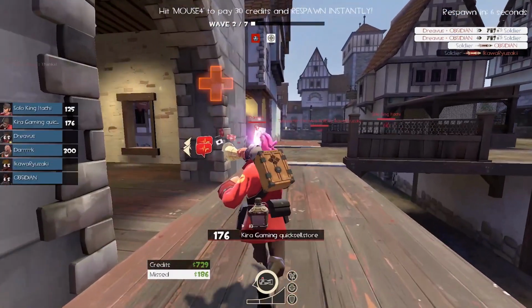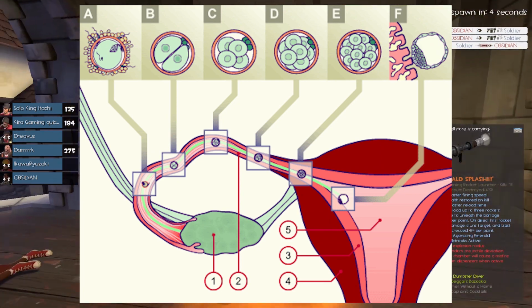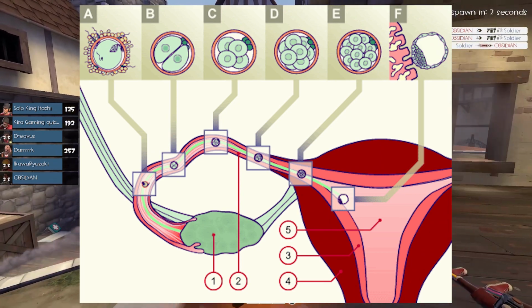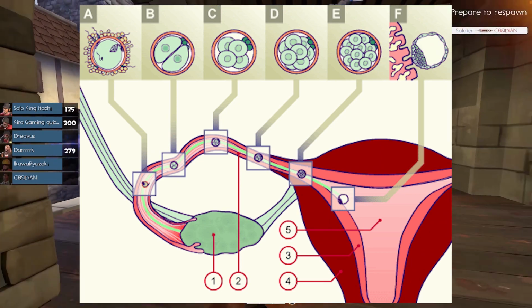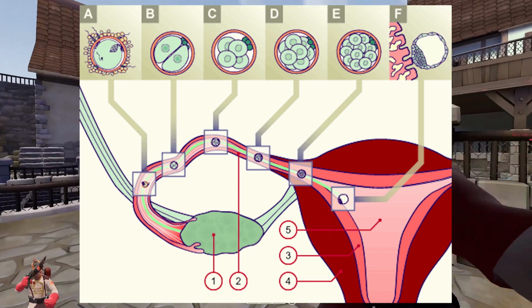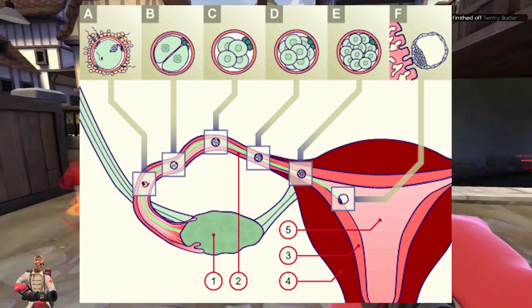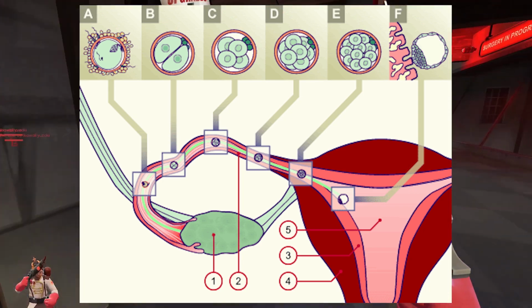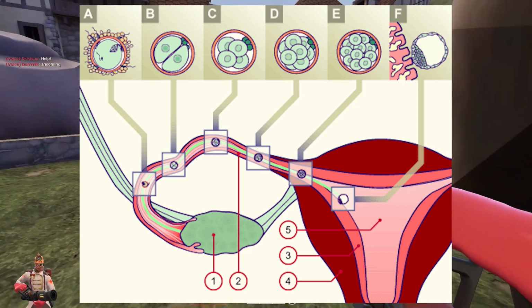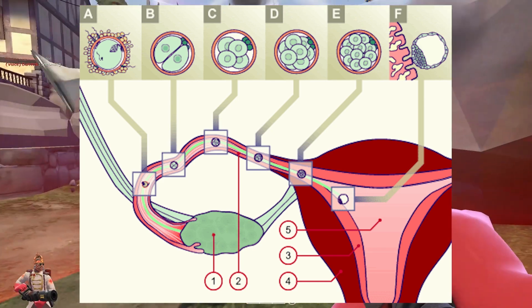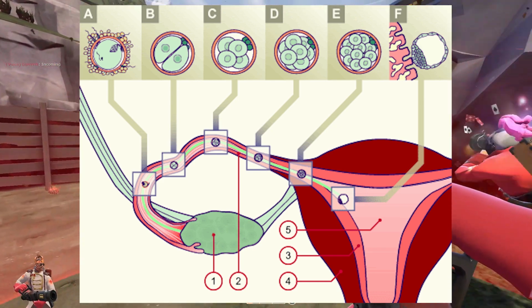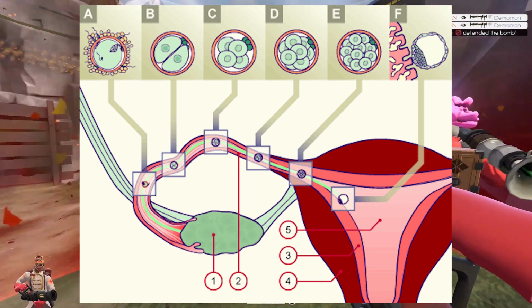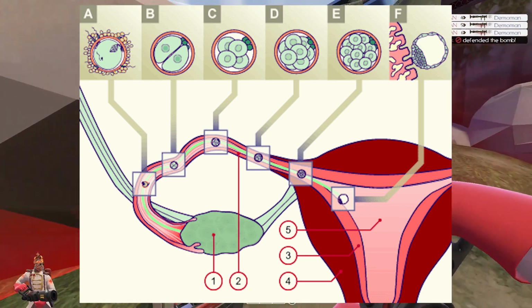After fertilization, we have implantation. So the zygote divides many times to form a ball of cells called an embryo. The embryo is moved through the oviduct to the uterus. Then it attaches to the uterine lining. This is the process of implantation.